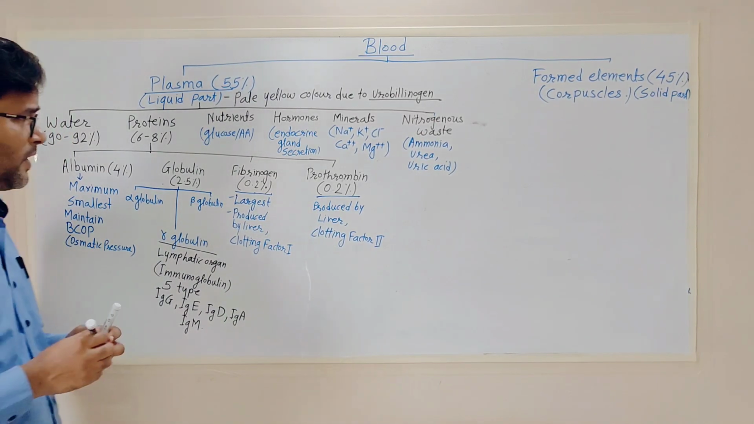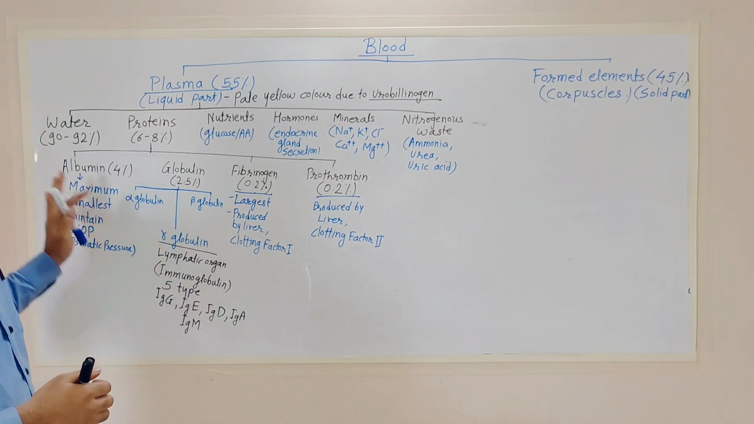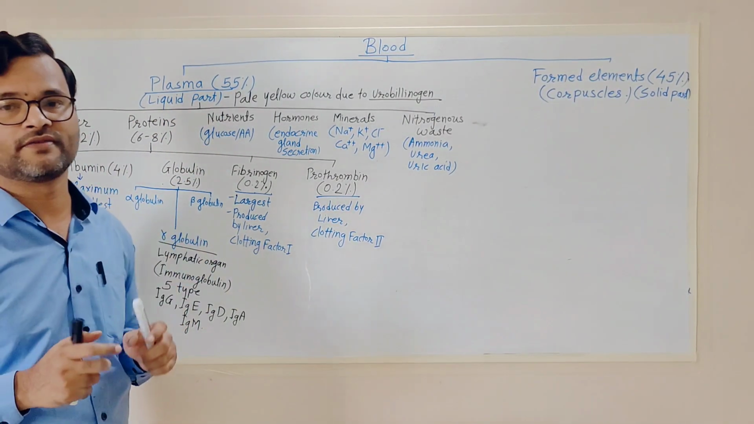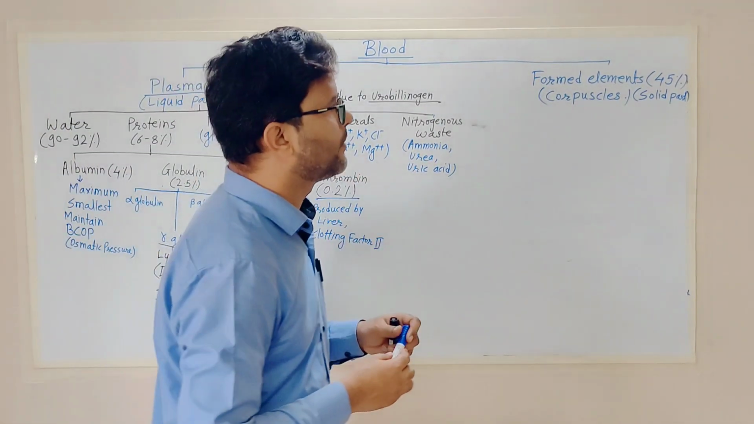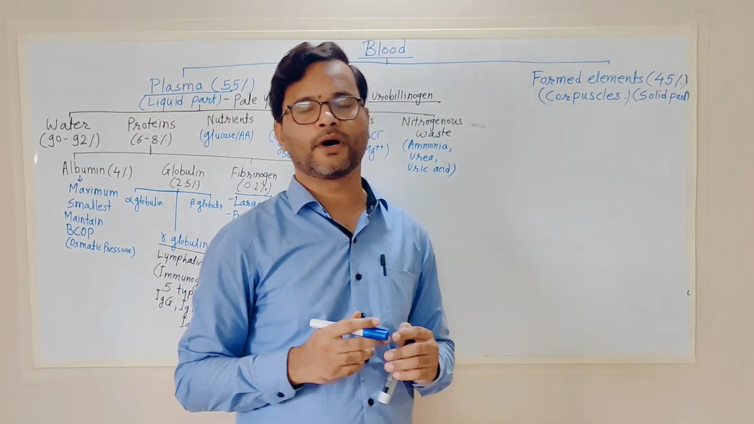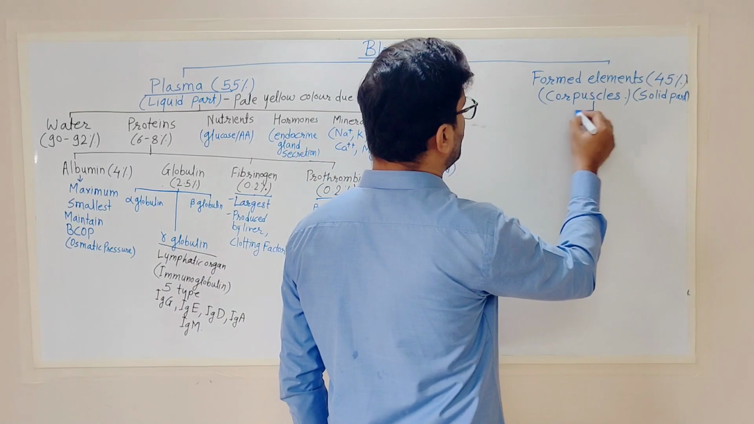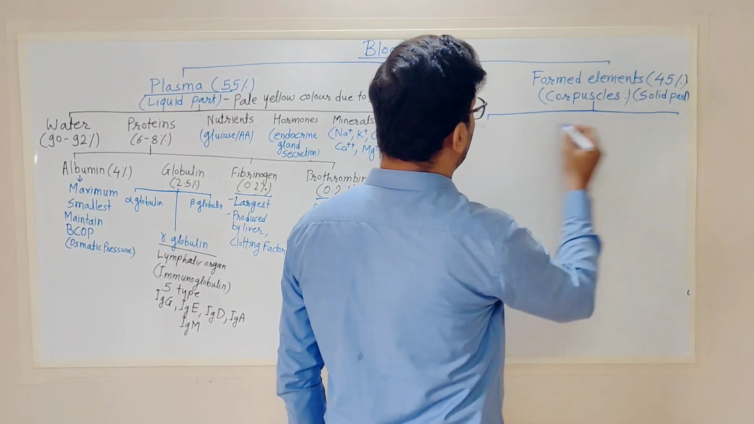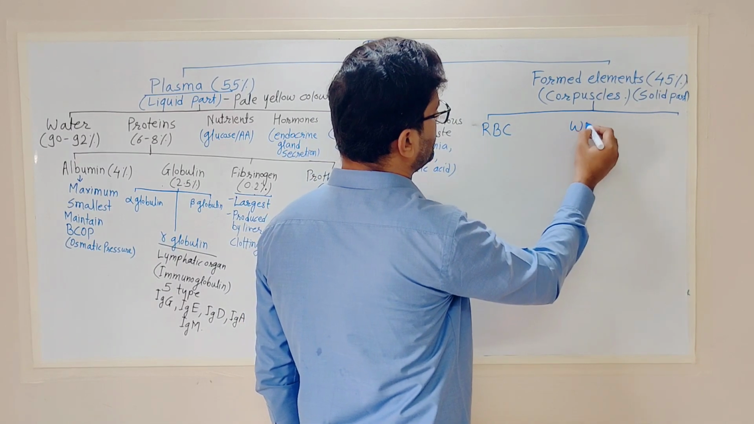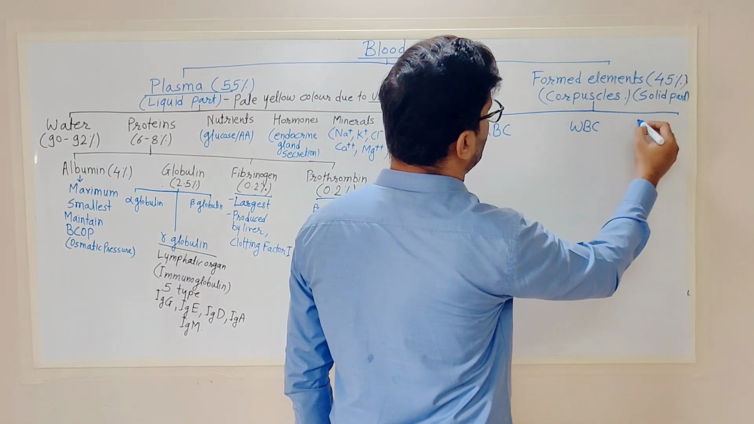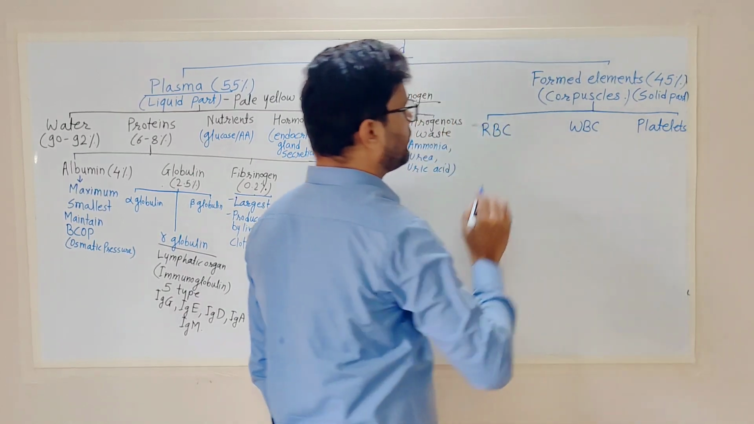Okay, now this is all about the plasma, which is 55% of the blood. But in case of the formed elements, which are 45%, the solid part, what is present in it? So it is composed of three types of material. One is RBC, second is WBC, and third one is the platelets. So one by one we will discuss.